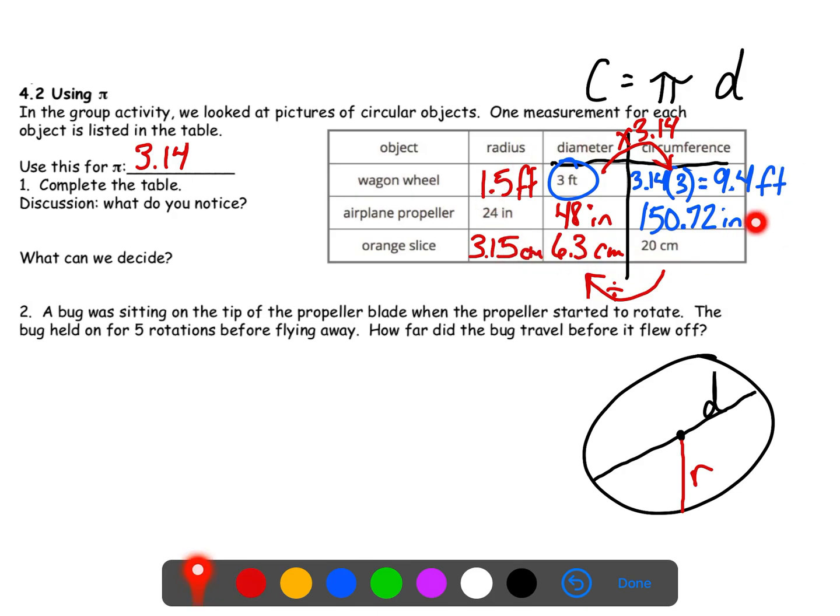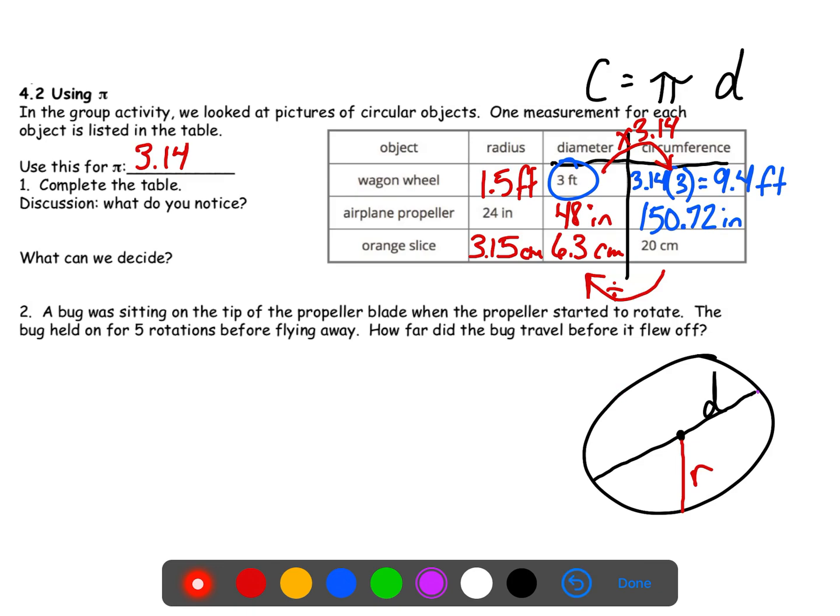All of our numbers are rounded, not the radius and diameter, I guess, but the circumference has been rounded because we're using a rounded version of pi here, but we're getting a close enough answer to what we really need in our calculations. Now the next part says, a bug was sitting on the tip of this airplane propeller blade when the propeller started to rotate. The bug held on for 5 rotations before flying away. How far did the bug travel before it flew off? So we have a bug sitting here on the tip of the propeller blade.